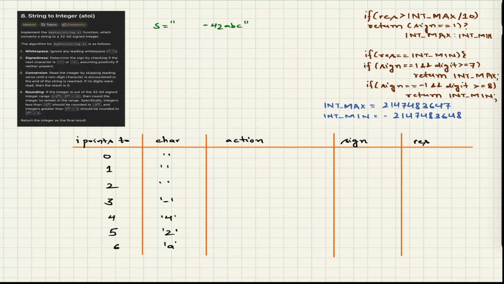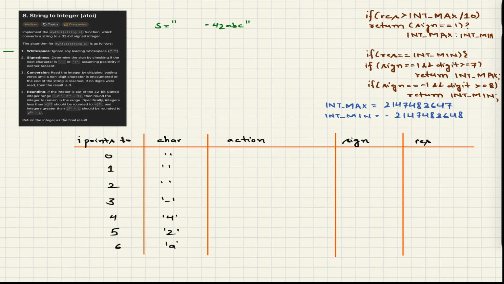Hi everyone, this is LeetCode problem number 8, String to Integer (atoi). Here we are given a string and we have to convert it into a 32-bit signed integer. We are given four ground rules to follow while converting it. The first rule is ignoring the white spaces and determining the signedness by checking plus or minus, assuming the number is positive by default.